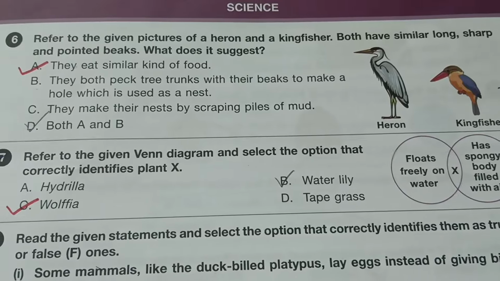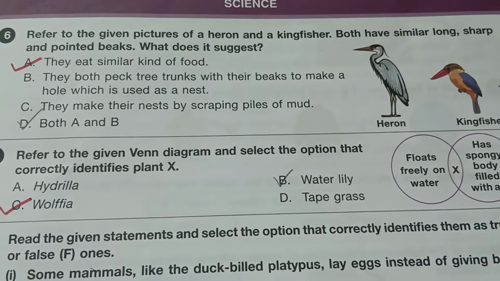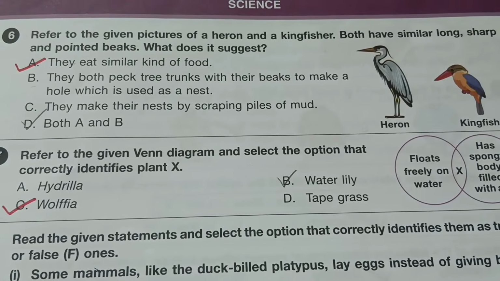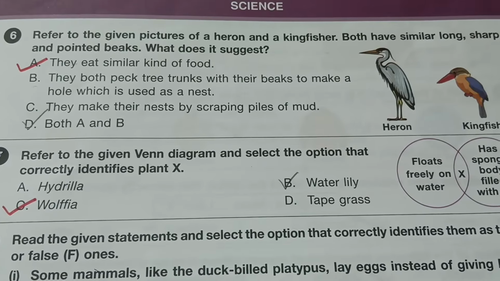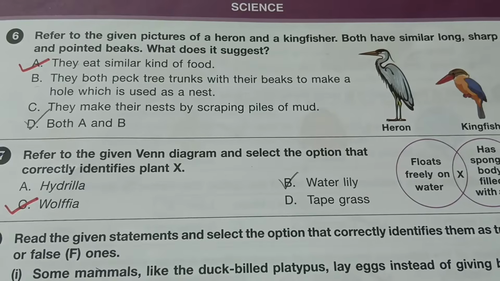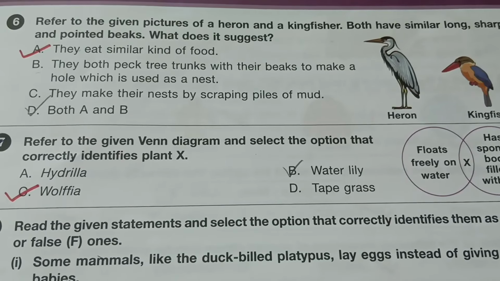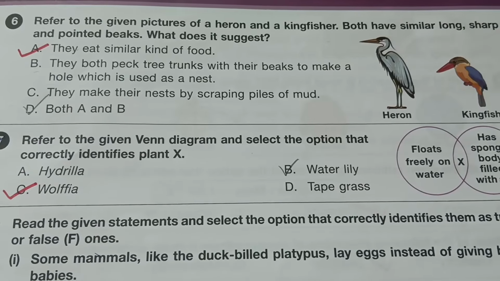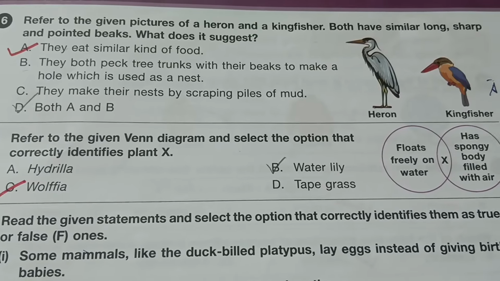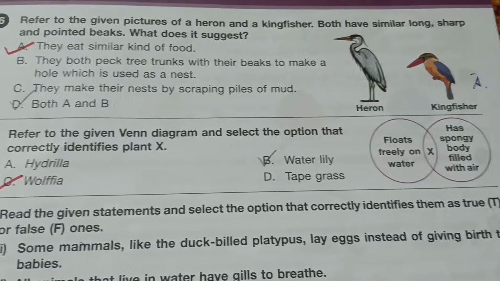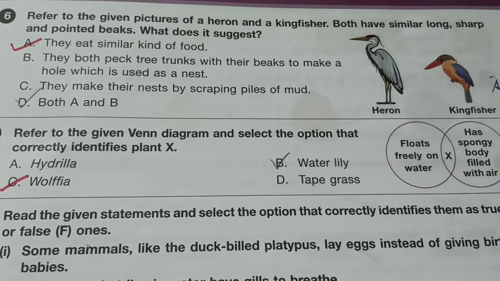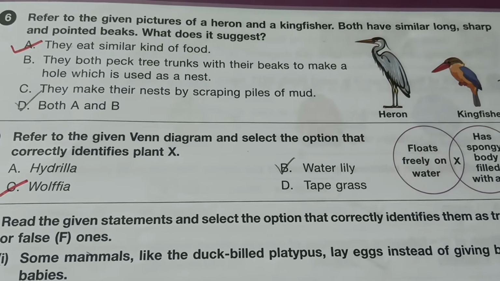Now let's start the science section. Refer the given picture of heron and kingfisher. Both have similar long, sharp and pointed beak. What does it suggest? They eat similar kind of food? Yes, because the shape of beak decides the food they eat. Refer to the given Venn diagram and select the option that correctly identifies plant X. Plant X is a plant which floats on water and has a spongy body filled with air. So it's Wolfia.